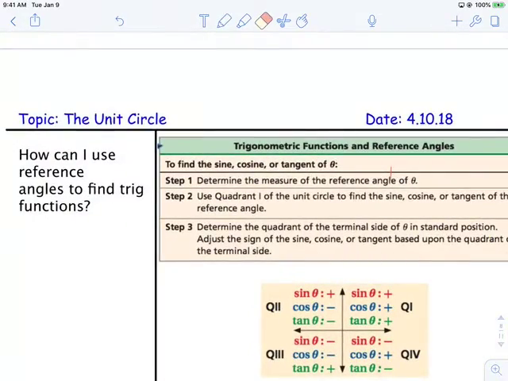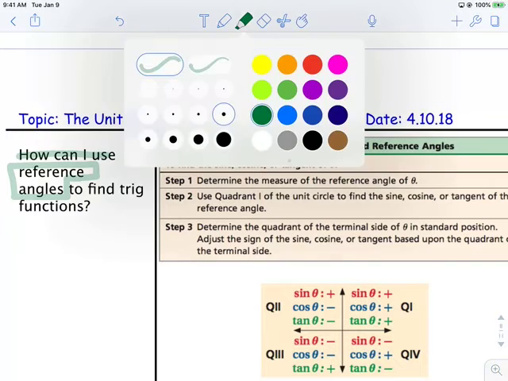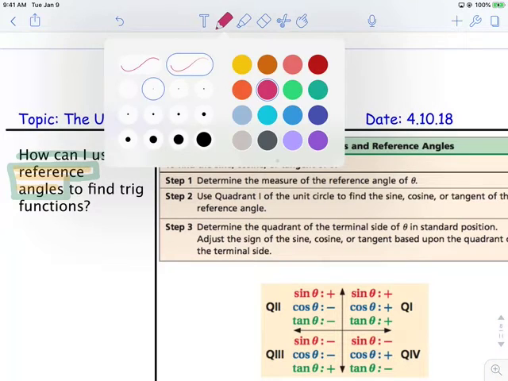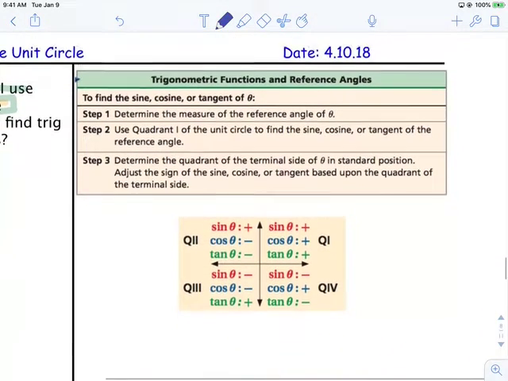Here is an important thing we have to learn. How can I use reference angles? Remember we learned that in 13.2. How can I use reference angles to find trig values of functions? Well, here's how.